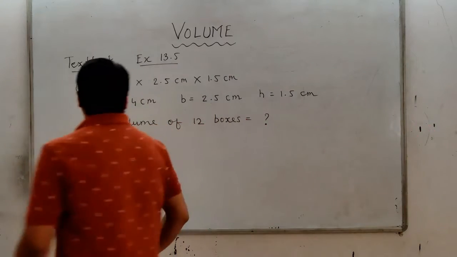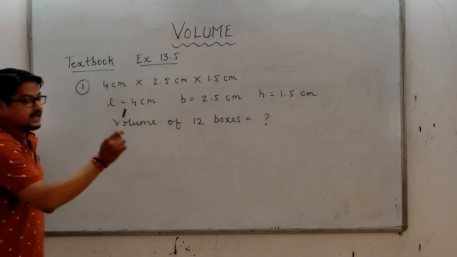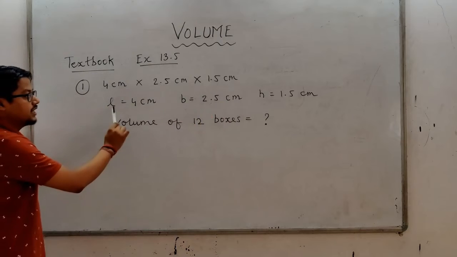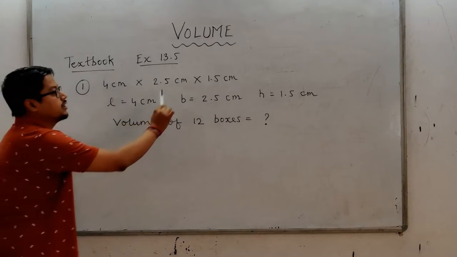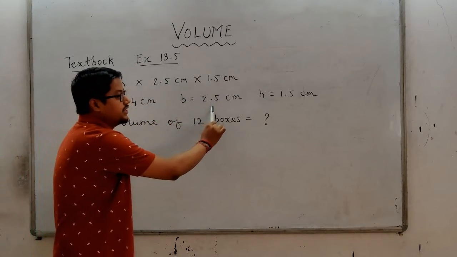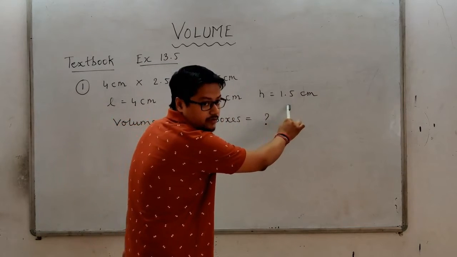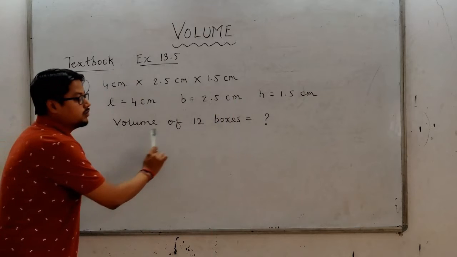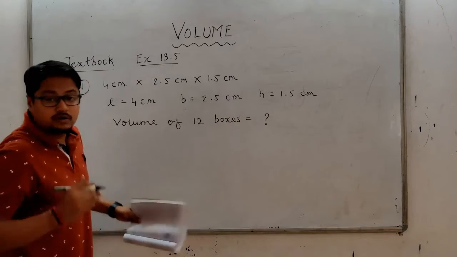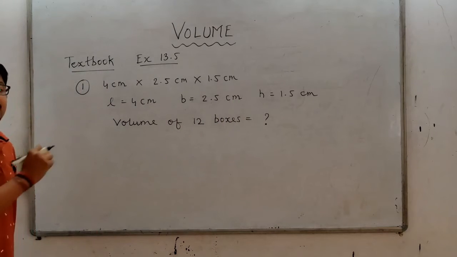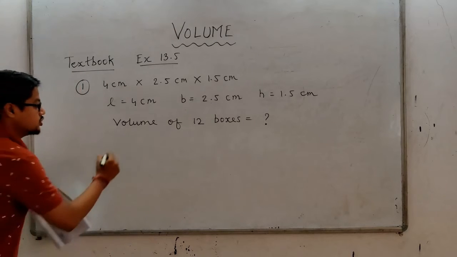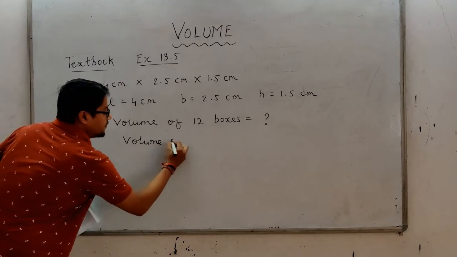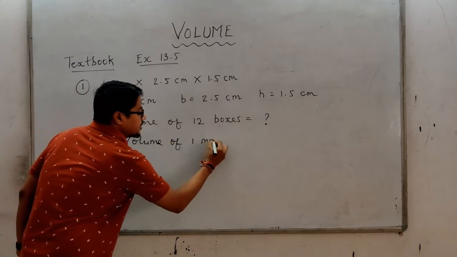So let us have a look. Because the dimensions are 4 into 2.5 into 1.5, we can assume that length will be 4 cm, breadth will be 2.5 cm and height will be 1.5 cm. And as you all know, we are required to find out the volume of 12 such matchboxes. So what we should do? We should first of all find out the volume of a single matchbox. So volume of one matchbox.